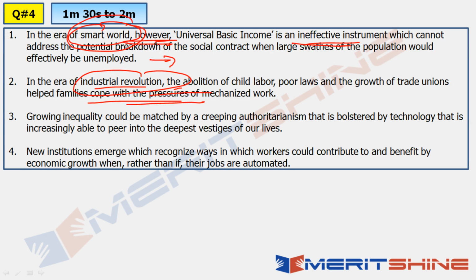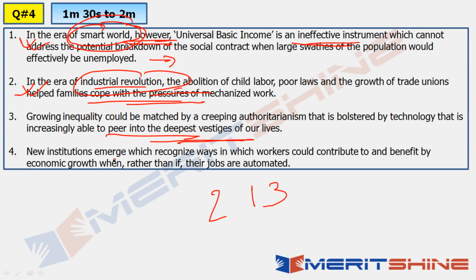So "however" obviously says that one would come after 2, whether exactly after 2 or not, we will see in a moment. "Growing inequality could be matched by a creeping authoritarianism that is bolstered by technology that is increasingly able to peer into the deepest vestiges of our life." Now this is for sure that 3 has to come after 1, because it's talking about the modern times, technology and the world which has been fractured by technology. So 3 would come after it, because 2 is talking about another era, the industrial revolution, and this is talking about today's technology-driven era, right? So 3 would come after 1, whether exactly after 1 we will see.